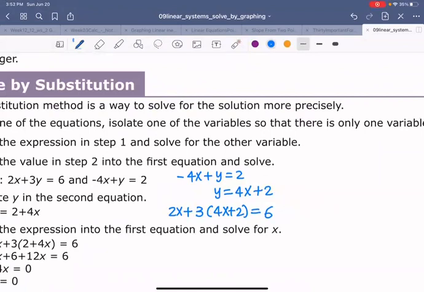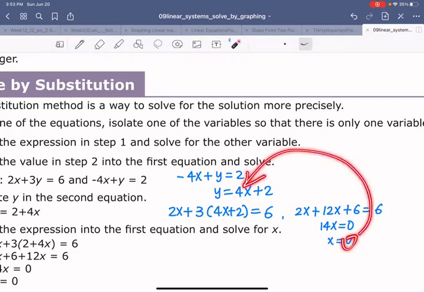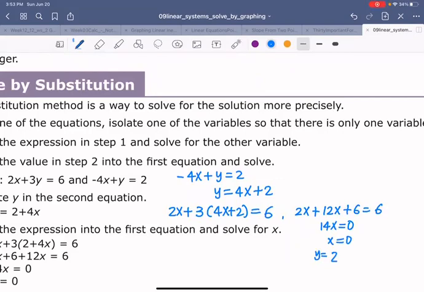You distribute, so 2x plus 12x plus 6 equals 6. Then 14x plus 6 equals 6, so 14x equals 0, and then x equals 0. After you find x equals 0, you put it back: y equals 2. That's right. Good job.